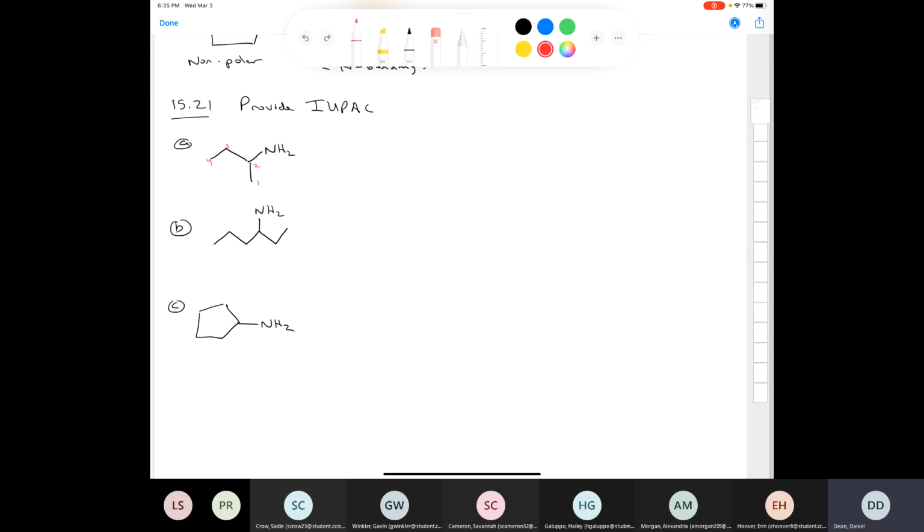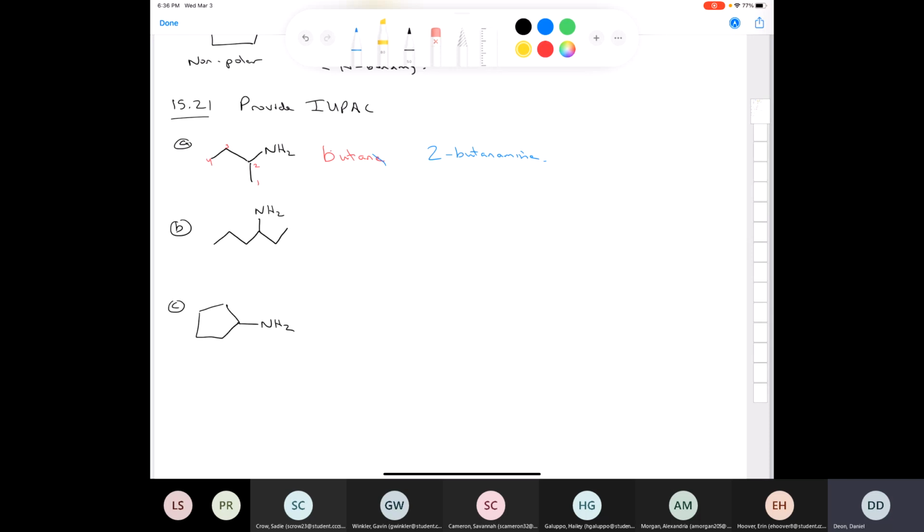Now, the parent here has 4 carbons, so that would be butane. But what do we do? We drop the E off the end and replace it with amine. Since our amino group is at carbon 2, this becomes 2-butanamine.